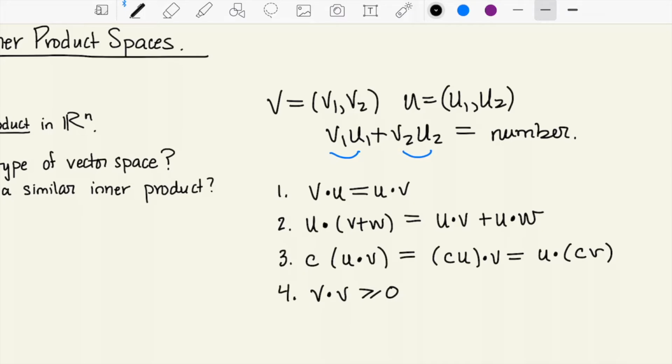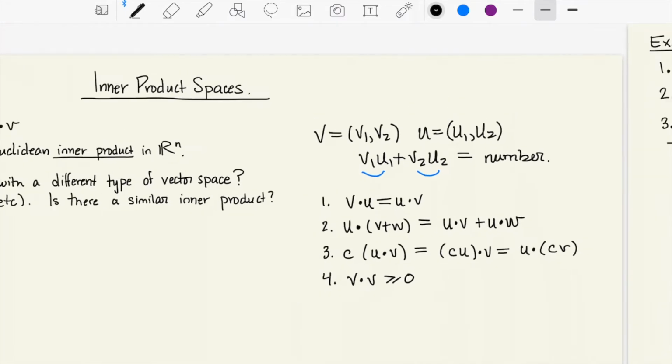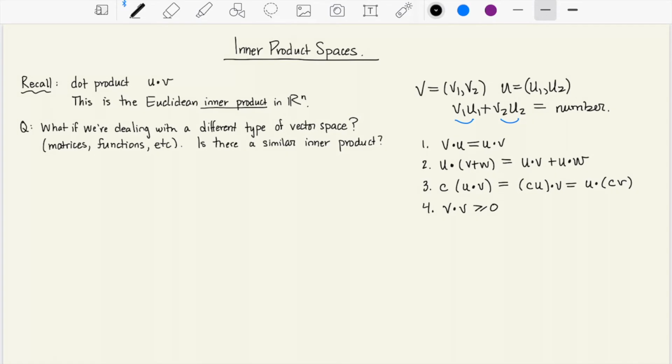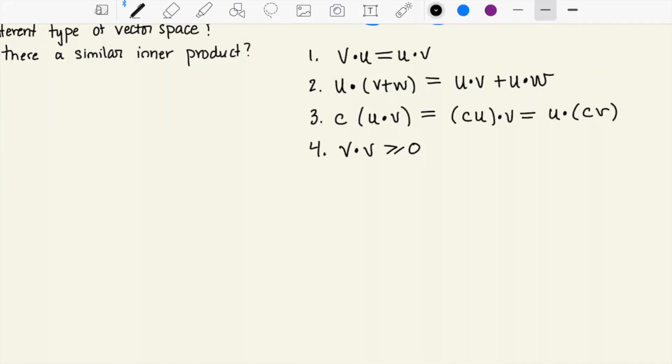So what if we're dealing with a different type of vector space? The space of matrices, the vector space of continuous functions, or something else. Is there something like the dot product? Well, what if we were dealing with functions, and we took the function f(x) as our vector to be e to the x? This is a continuous function, and in the vector space of continuous functions, this would be a vector. How would we dot product this with g(x) equal to sine of x?